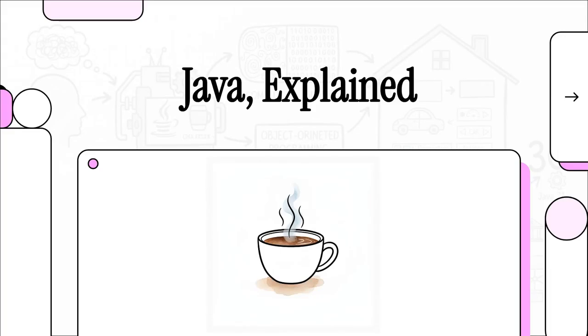You know, what powers the apps on your Android phone or the systems at your bank and even huge parts of the internet? Well, the answer, for almost 30 years now, has often been just one programming language, Java. So today, we're going to break down exactly what makes it so incredibly powerful and, honestly, so enduring.